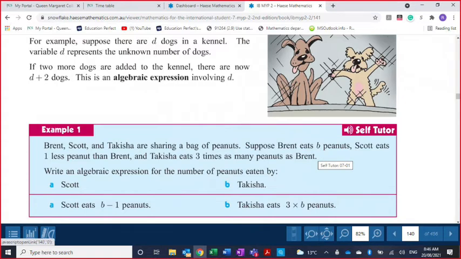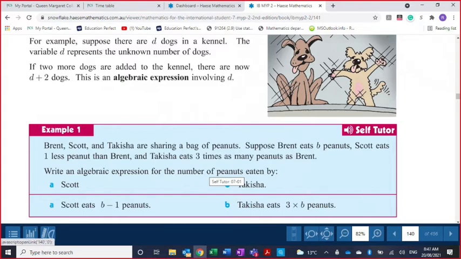So pay attention, if they're going to be using the same thing over and over again, one of them is usually just plain old B. It says Scott eats 1 less peanut than Brent. So if you look, Scott eats B minus 1 peanuts. So we know that he ate 1 less, so 1 less means subtract. Takesha eats 3 times as many, so multiplication, so just 3 times B peanuts. And we're going to talk about ways to write this and some key phrases and words that will represent the different operations as well. Okay?